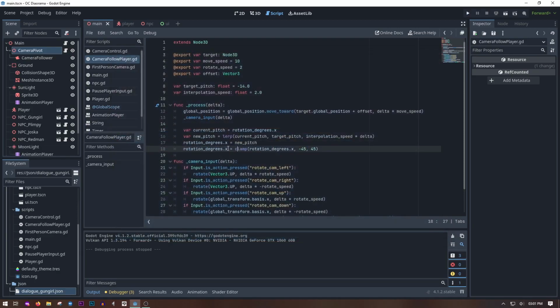Rotation degrees x is also equal to a clamp, so that it can't go further than this. I honestly don't know why I have this part. I think this is already constrained by other parts of the camera code, but who cares? It's not ruining everything. I'll leave it for now. You know what? Let's Control K to hash that out.